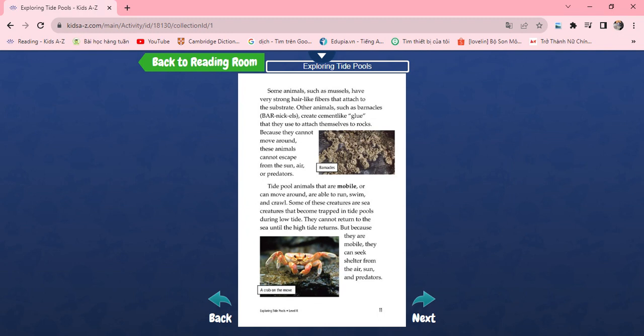Tide pool animals that are mobile, or can move around, are able to run, swim, or crawl. Some of these creatures are sea creatures that become trapped in tide pools during low tide. They cannot return to sea until the high tide returns. But because they are mobile, they can seek shelter from the air, sun, and predators.